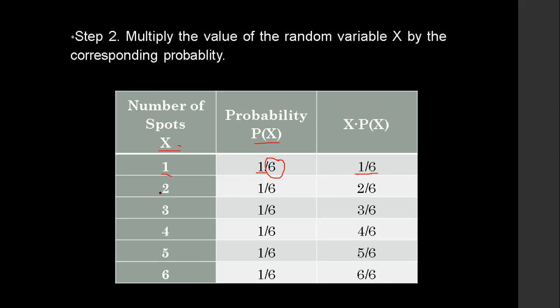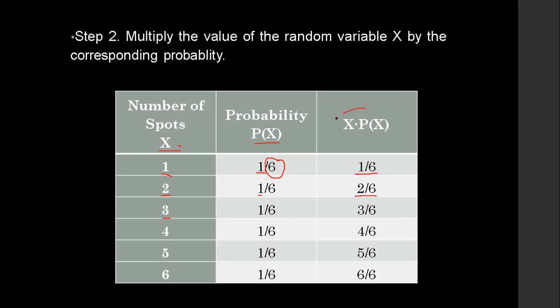Ganun lang guys. Isa-isahin lang natin. Pangalawa, 2 times 1. So, 2 times 1, we have 2. Then, copy lang ulit natin yung ating denominator na 6. Kaya meron tayong 2 over 6. Okay? Then, next, we have 3 times 1, 3 over 6. 4 times 1, 4 over 6. 5 times 1 is 5 over 6. And 6 times 1 is 6 over 6. Basically, ganun lang siya ginagawa. Multiplication lang lahat yan, guys. So, minultiply lang natin lahat.